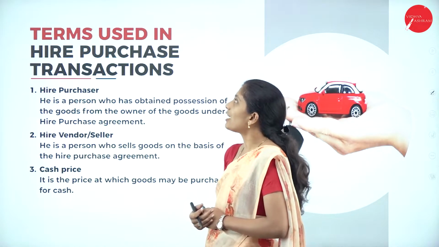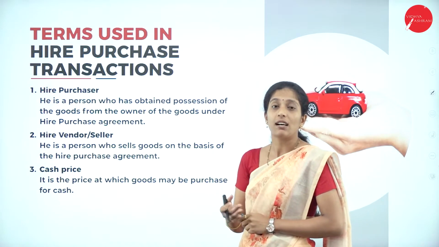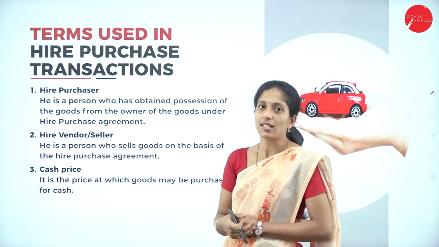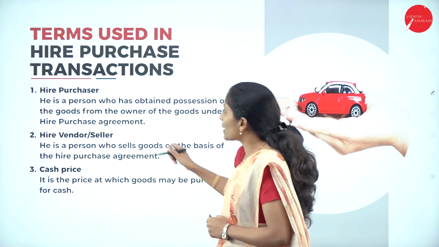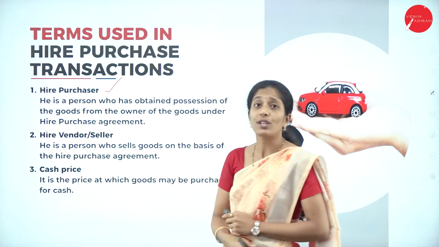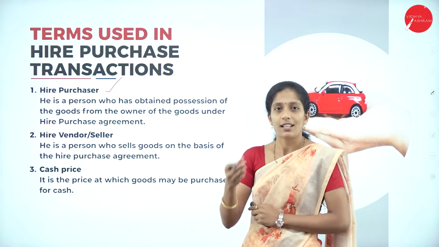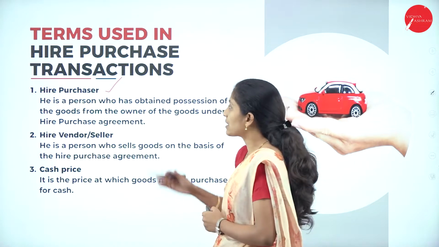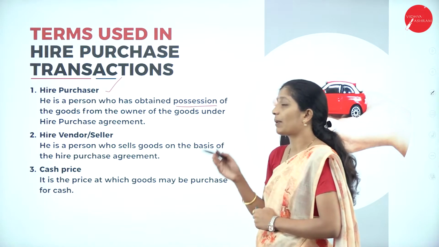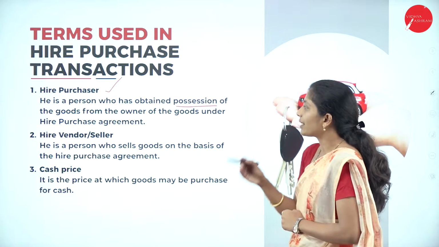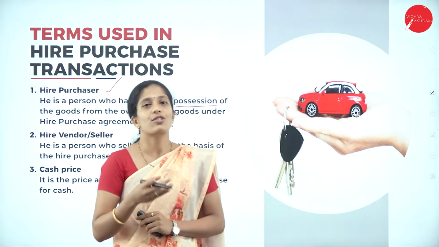Next, what are the terms used in a hire purchase transaction? These are the main terms which are used. The first one is hire purchaser. Now, who is a hire purchaser? One who gets the possession of the goods is known as a hire purchaser. He is a person who has obtained possession of the goods from the owner of the goods under a hire purchase agreement.